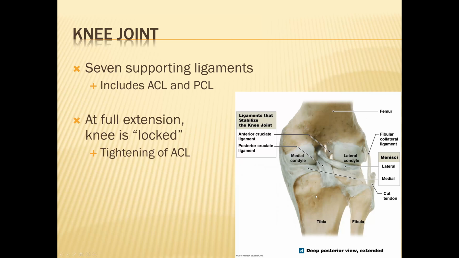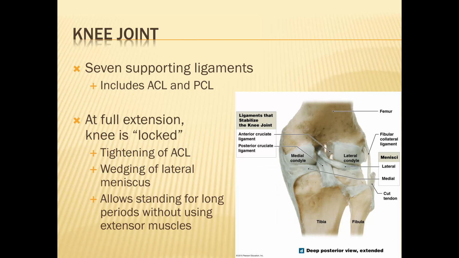So at full extension, so when your knee is straight, like in the anatomical position, and we say the knee is locked, the ACL actually becomes tightened, and the lateral meniscus is wedged firmly between the tibia and femur. And this allows you to stand up for long periods without using the muscles that actually extend your knee. And so this way you can stand without using a lot of extra energy to contract those muscles. You do have to contract muscles to unlock the knee if you want to flex it.